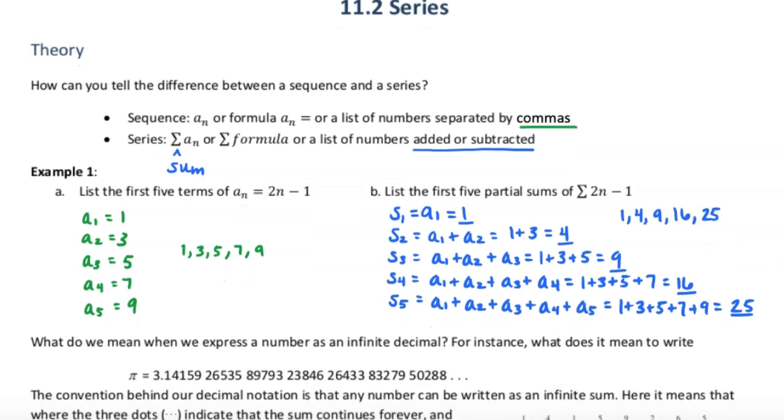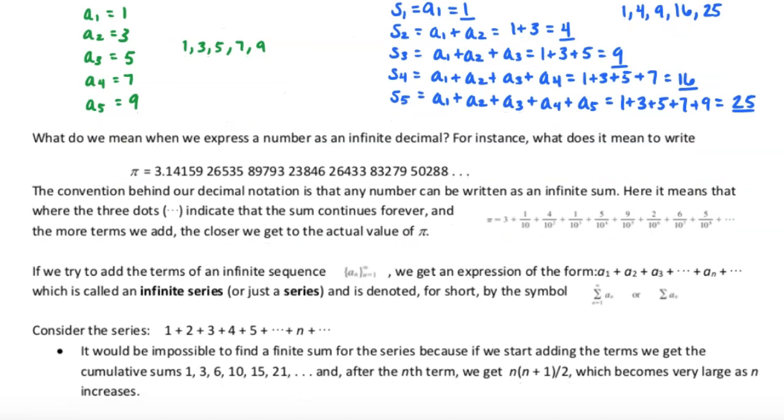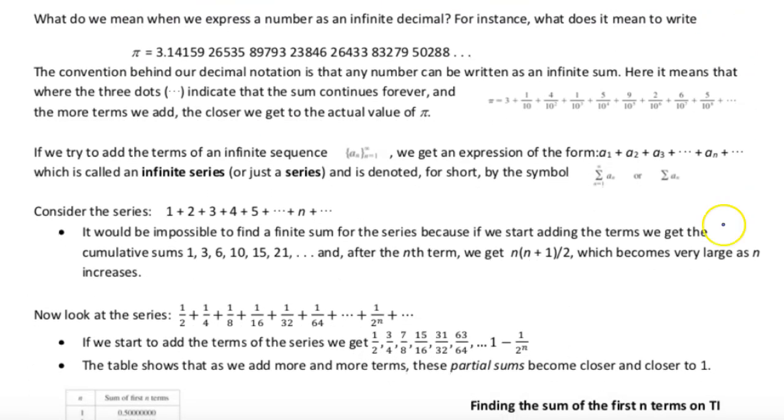All right, now let's look at another way to represent a series, and that's with an infinite decimal. What if we have the constant pi? The convention behind decimal notation in general is that any number can be written as an infinite sum. Here, where we have these three dots, this just indicates that the sum continues forever, therefore being an infinite sum.